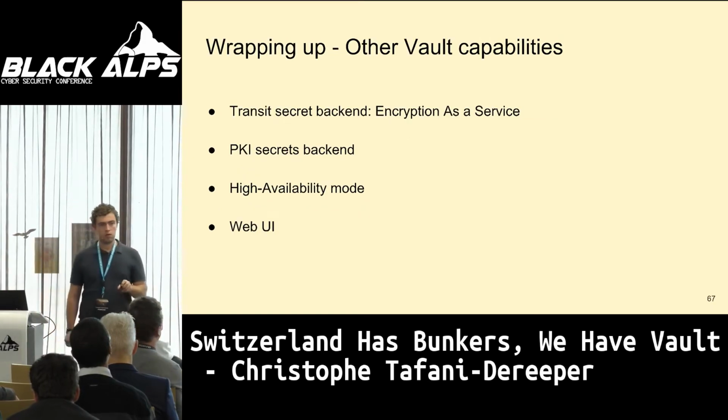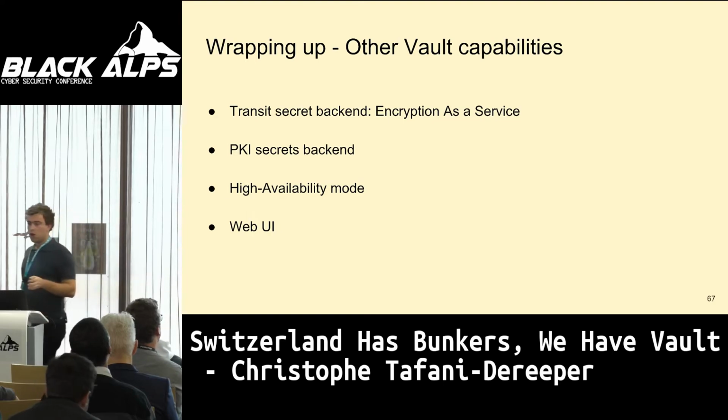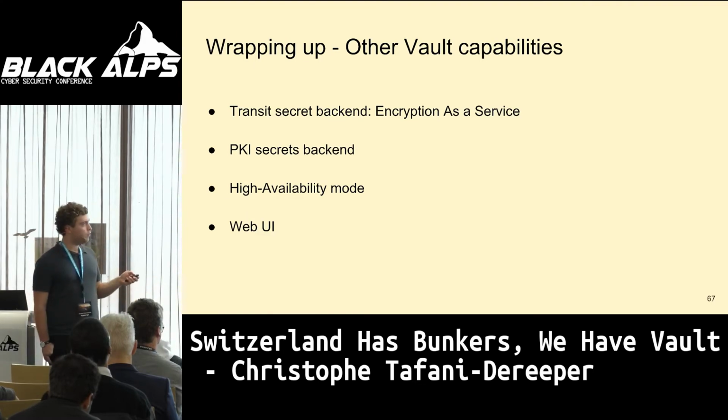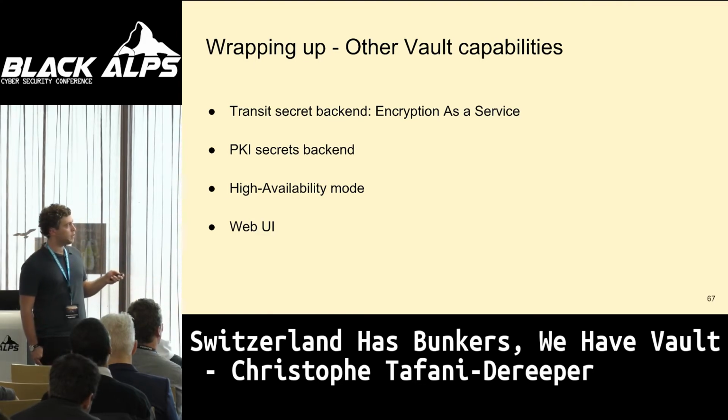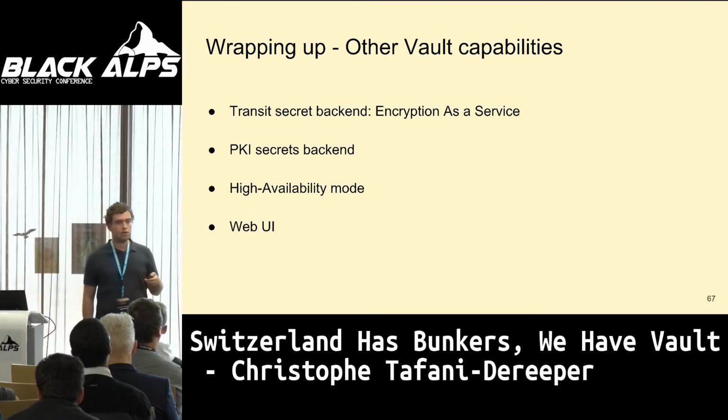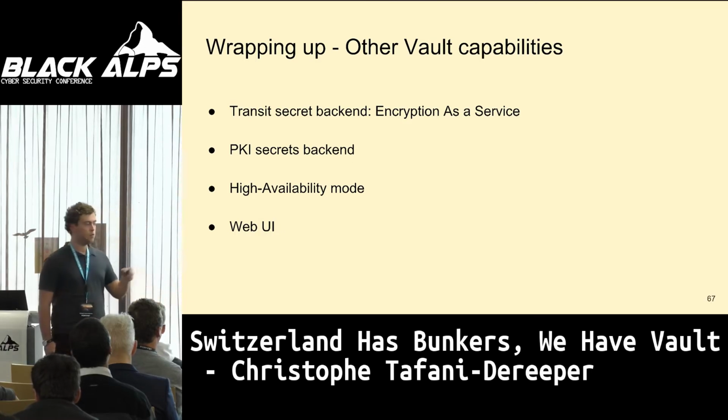So that concludes our two scenarios. There are some other cool features that we won't have the time to discuss, but I would like to mention a few. So first one is the Transit Secret Backend. It's basically encryption as a service. So you can have Vault hold an encryption key, which is going to only be stored in Vault, and you're going to have applications that use Vault as an interface for encryption and decryption.